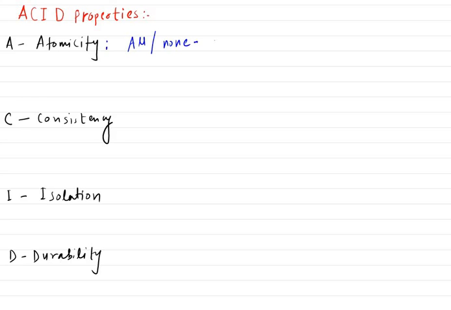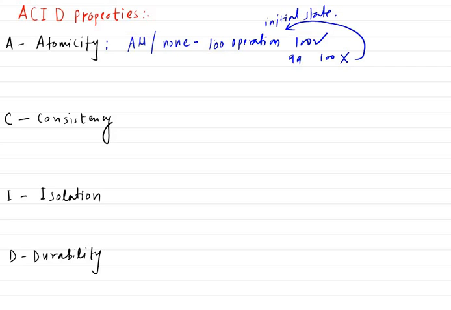If one transaction has 100 operations, it has to perform 100 operations. If it performs 99 operations and the 100th fails, it will be rolled back to the initial state. So it will perform either all the operations or none. If any one operation fails during execution, it will be aborted and rolled back to its initial value. So it is called atomicity, either all or none.